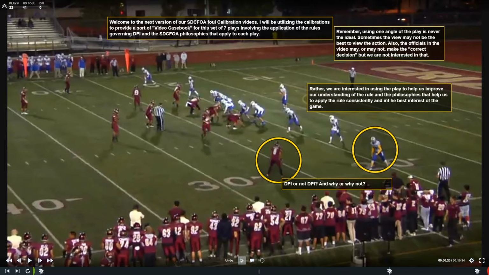And so, as Steve points out right here, remember, using one angle of the play is never the ideal. Sometimes the view may not be the best to view the action. We know this from film, right? Also, the officials in the video may or may not make the correct decision, but we're not interested in that. That's not what we're doing here. Rather, we are interested in using the play to help us improve our understanding of the rule and the philosophies that help us to apply the rule consistently, and in the best interest of the game.